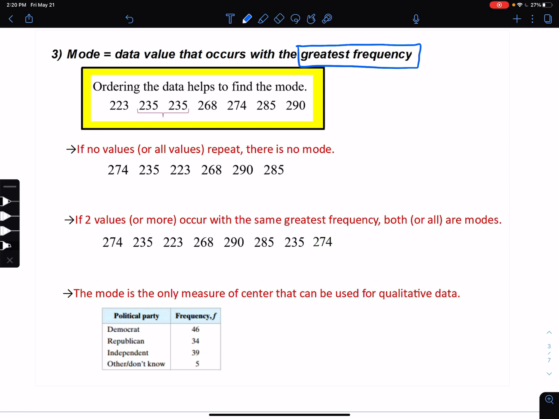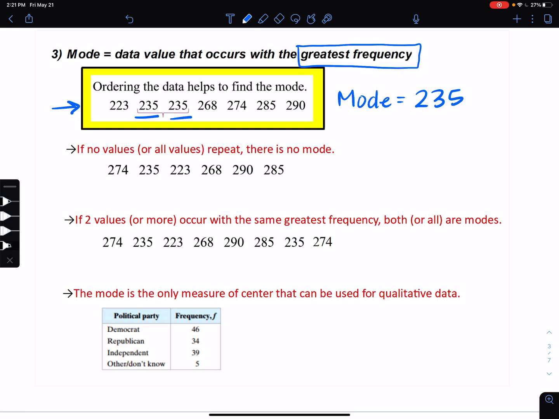Okay, so for example, here in our first one, the only value that repeats is 235. So basically 235 has frequency 2. All the other numbers have frequency 1. And so the value with the greatest frequency would be my mode.